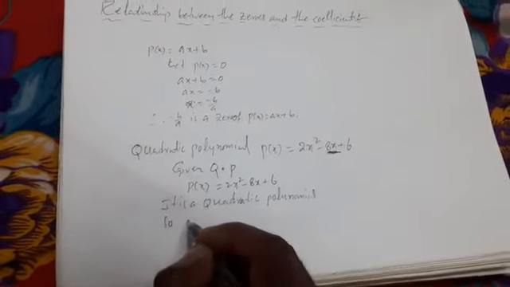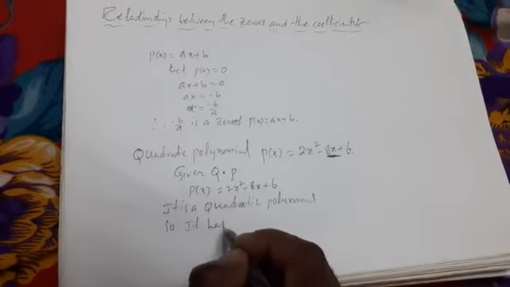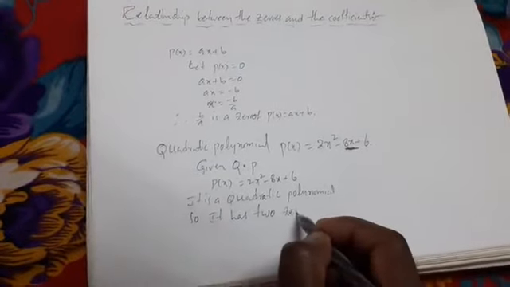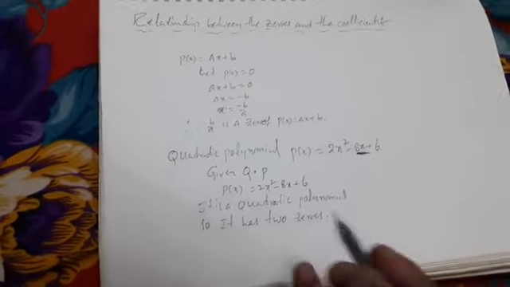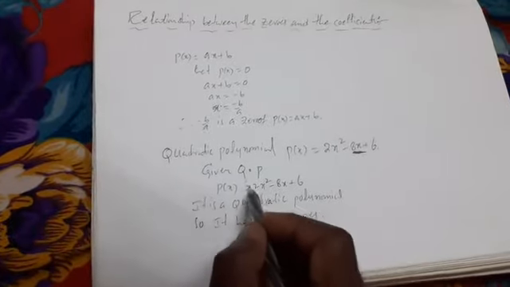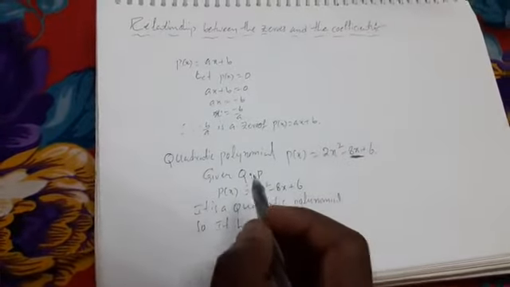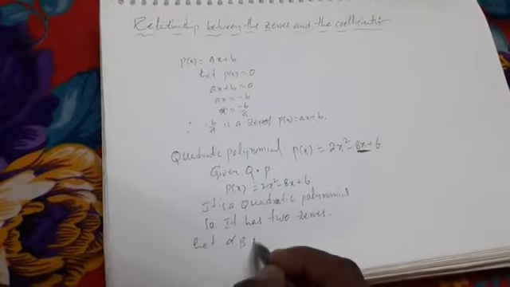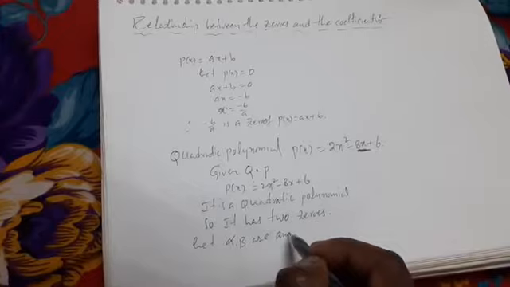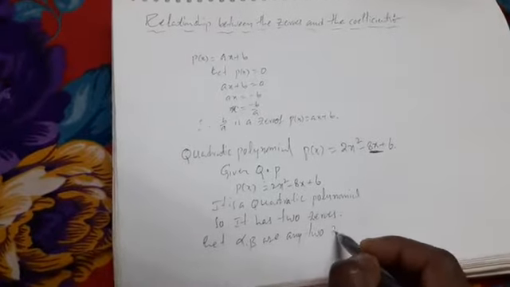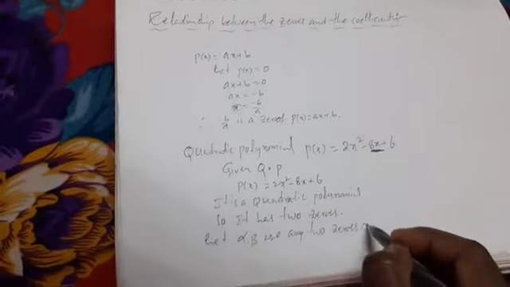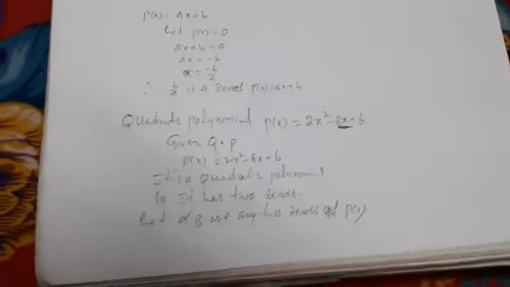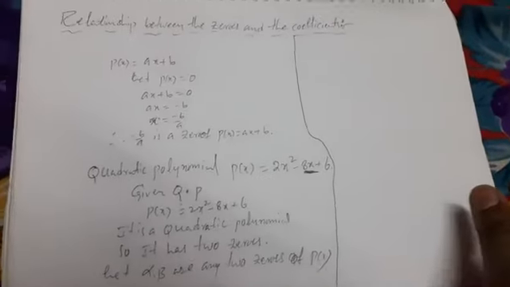So how many zeros does it have? It has two zeros. So we are going to find the zeros of the quadratic polynomial. We don't know the zeros of the given polynomial, so let alpha, beta be any two zeros of p of x. Okay. Now do the splitting of the middle term.